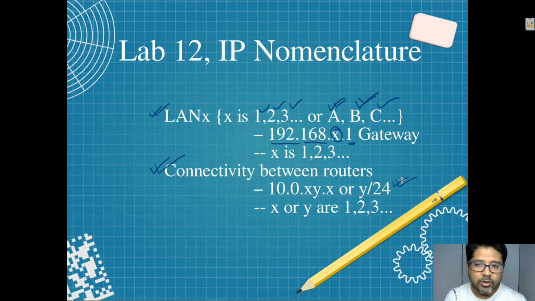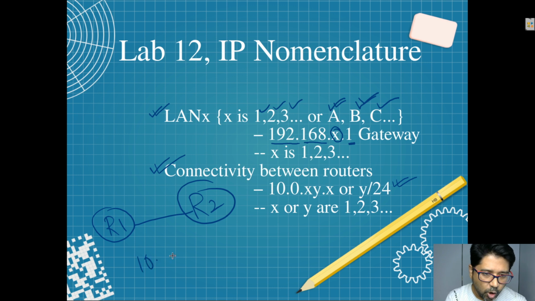Okay, so what will be the nomenclature? Suppose we have routers R1 and R2. It will be 10.0.12, R1 and R2 being the XY, so 12 for router 1 and router 2. For router 1 it will go to .1 and for router 2 it will go to .2, /24. So we have 10.0.12.1 for router 1 and 12.2 for router 2.